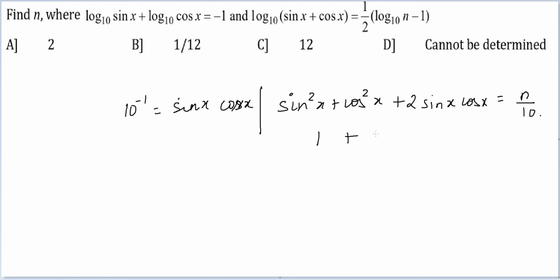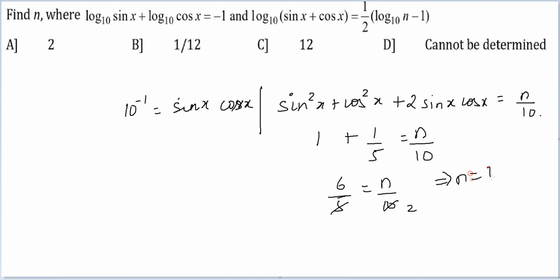So 2 sin x cos x would be 1 by 5, which is equal to n by 10. So 6 by 5 is equal to n by 10. Cancel 2, which would give me n is equal to 12.